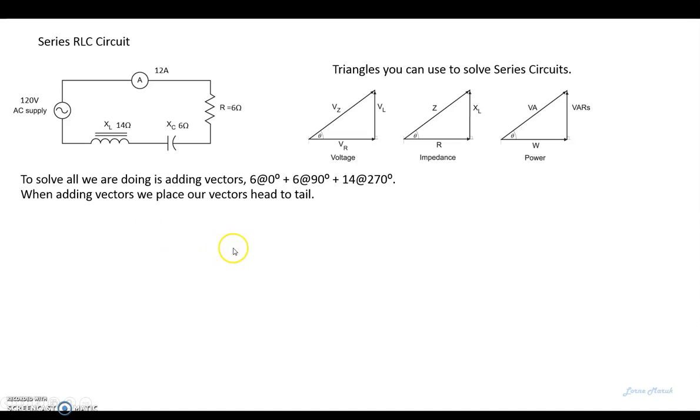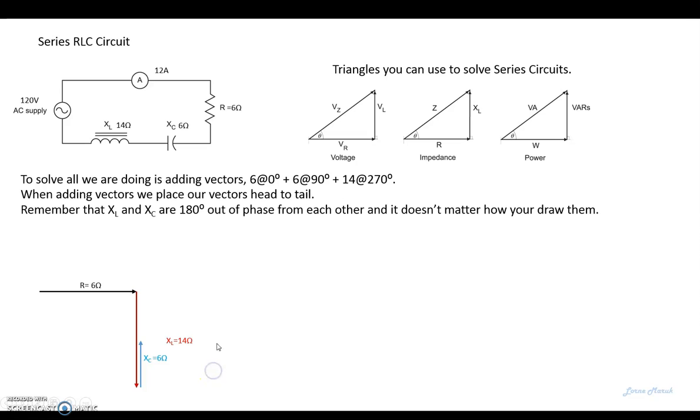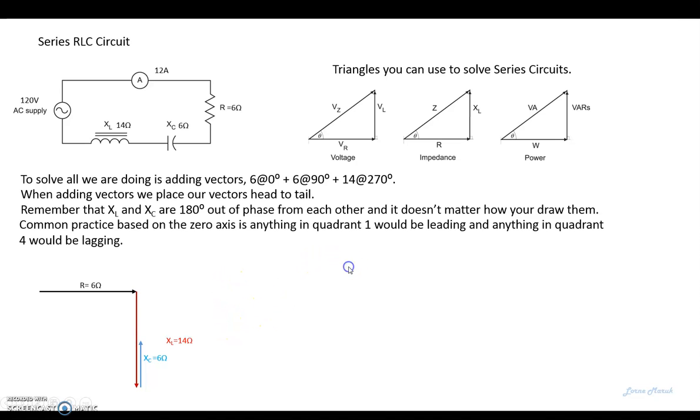When adding vectors, we place our vectors head to tail. So there's a resistive vector, inductive vector, and our capacitive reactance vector. And they are out of phase by 180 degrees. So it doesn't matter how you draw them. There is no real standard, just that once you pick a direction, the other one's the opposite. So we can get our net reactance by subtracting one from the other.